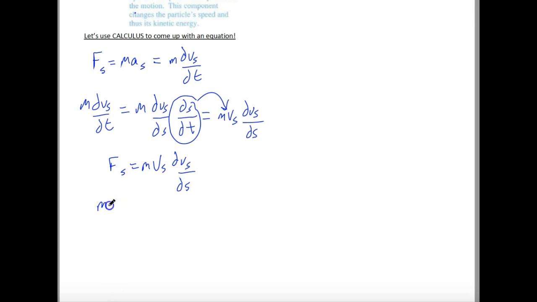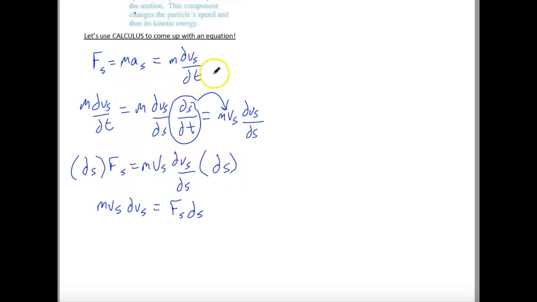So now we have m v dv/ds is equal to the force in that direction times the distance, or ds in that direction. So how did we get this? Remember, we multiplied both sides by ds. So we're going to multiply this side and this side by ds, and when we do that, we end up with work. And so force is equal to ma.